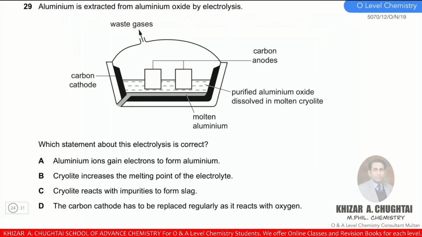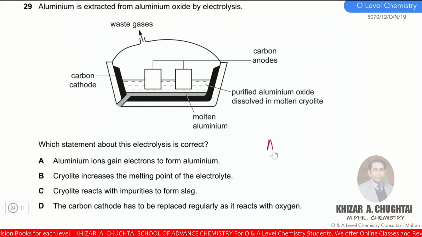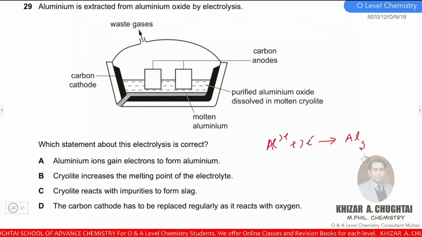Now come to question number 29. Aluminium is extracted from aluminium oxide by electrolysis. Which statement about this electrolysis is correct? Option A: aluminium ions gain electrons to form aluminium. Yes, it is true. Al3+ plus 3 moles of electrons goes to aluminium solid. So yes, it is true. Aluminium ions gain electrons to make pure aluminium. So A is the correct option.